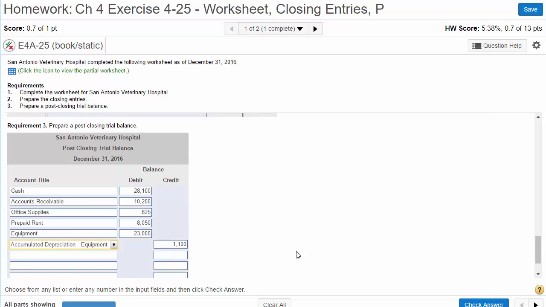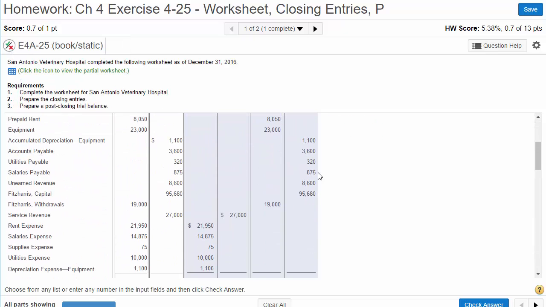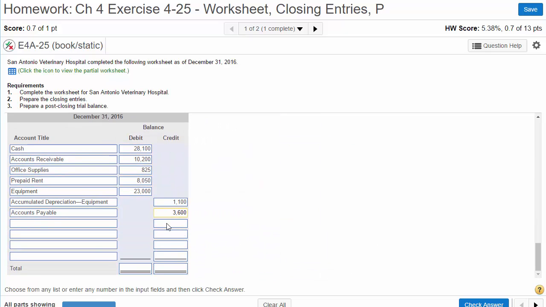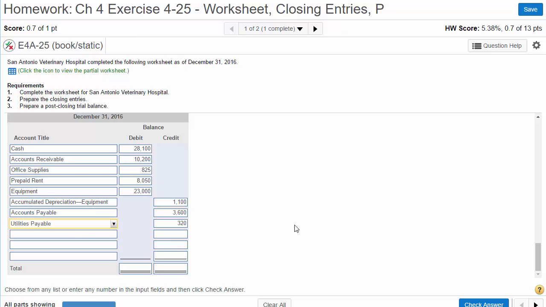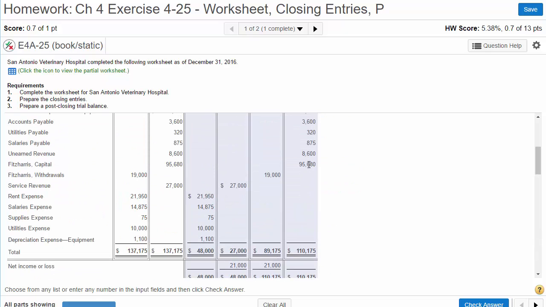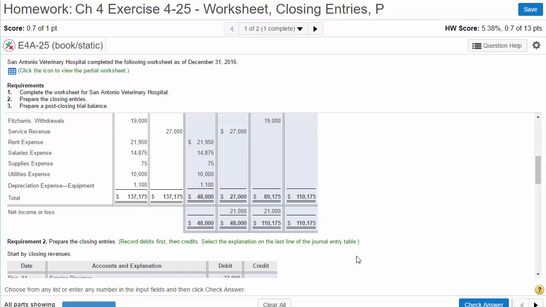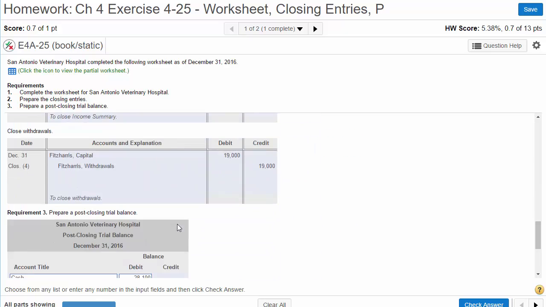We can't close our liabilities. That would be nice if we were allowed to just close them and not pay them. Okay, after AP, we've got 320 of utilities payable. $875 of salaries payable. $8,600 of unearned revenue, and then here comes the tricky part.